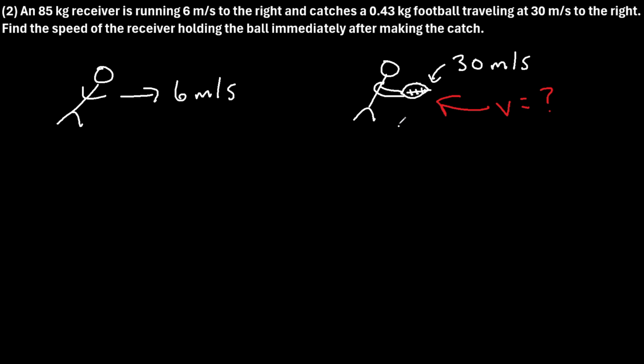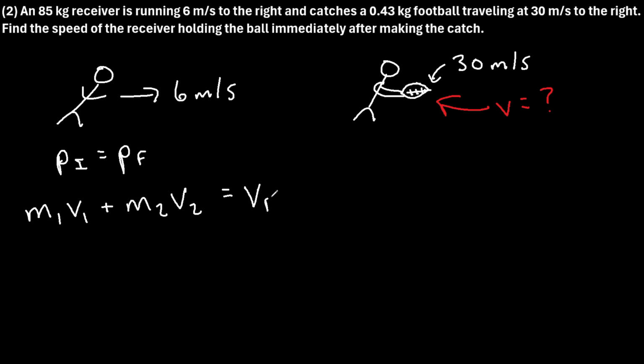So again, in any type of collision, momentum is always conserved. So once again, we can say the initial momentum must be equal to the final momentum after the collision. So for the initial momentum, we have m1, the mass of the receiver, times v1, the velocity of the receiver, plus m2, the mass of the football, times v2, the initial velocity of the football. That must be equal to, remember the equation we used from the previous example, the final velocity times the first mass plus the second mass. And in this scenario, we're trying to solve for this final velocity right here.